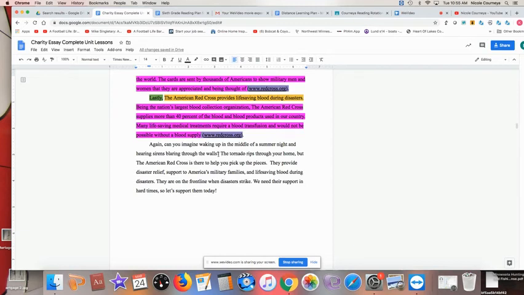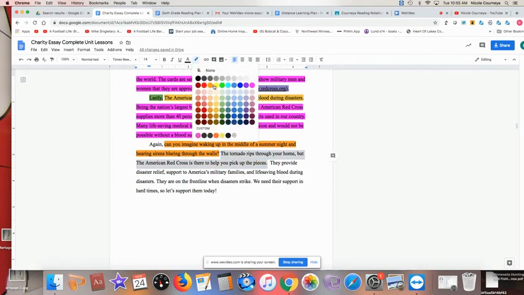Okay, I want you to highlight at least one sentence that you feel like is a definite orange, a definite attention getter. Okay. Did you highlight this one? If you did, that would totally work. That grabs our attention. Okay, maybe you did this one, the tornado rips through your home. Okay, that could work as well.